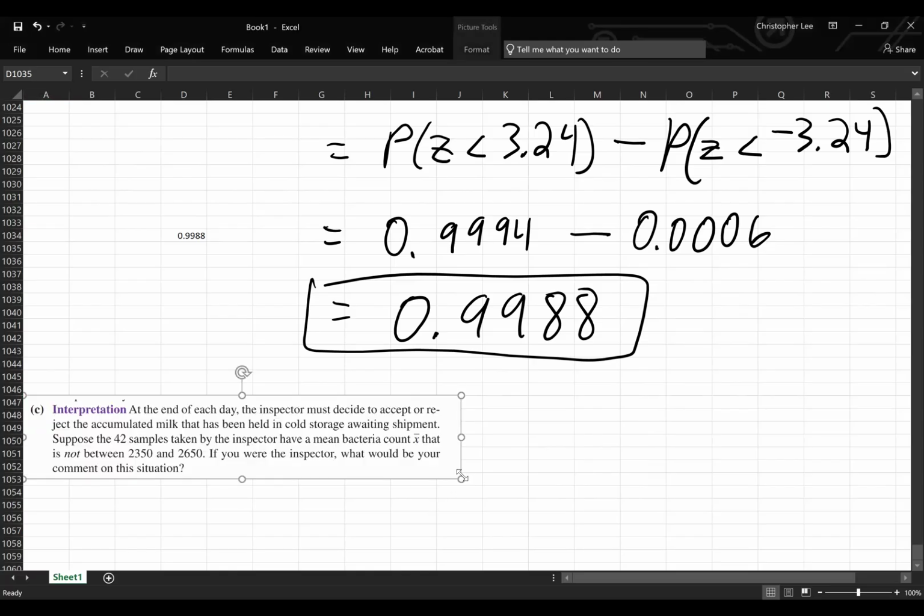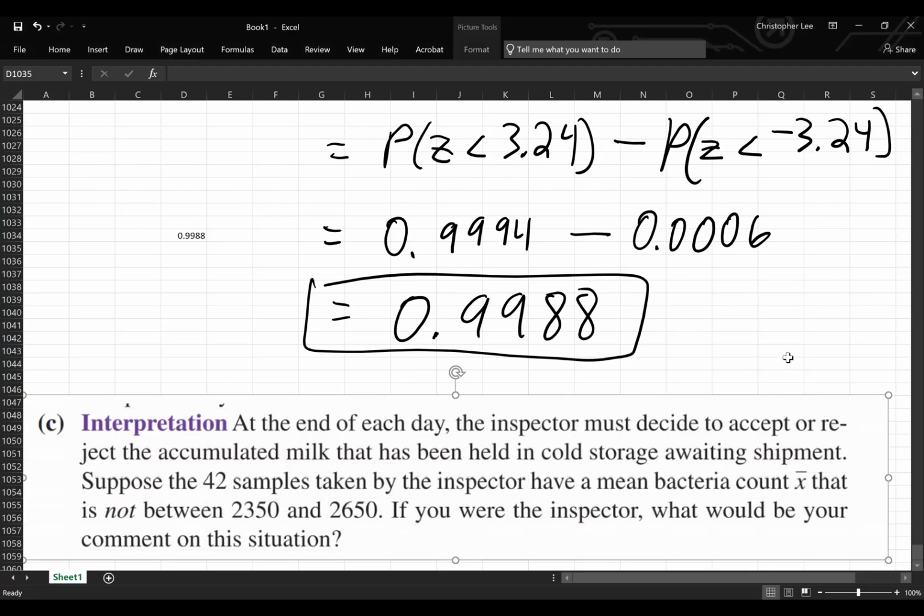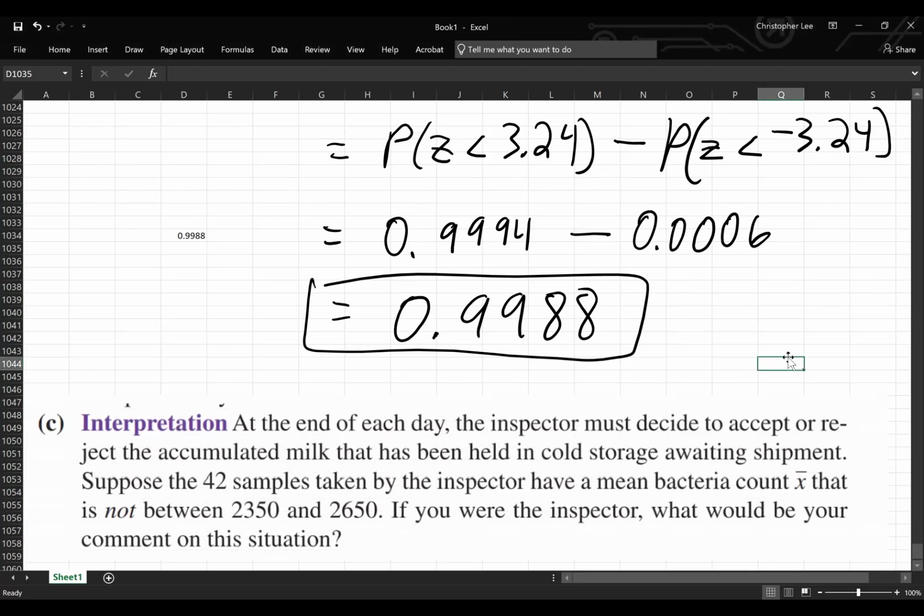So let's do a little interpretation. At the end of each day, the inspector must decide to accept or reject the accumulated milk that has been held in cold storage awaiting shipment. Suppose the 42 samples taken by the inspector have a mean bacteria count X bar that is not between 2,350 and 2,650. If you were the inspector, what would your comment be on your situation, right?